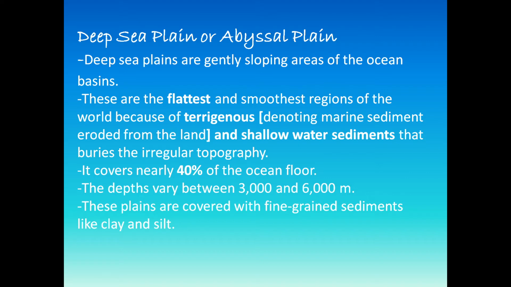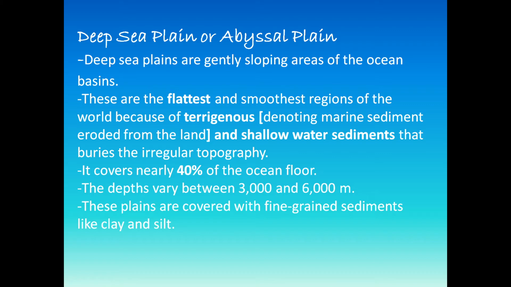Whatever material is brought from the land to the sea gets slowly deposited in the plain areas and makes the water plain in this area. It covers nearly 40% of the ocean floor. So a very large part of the ocean floor is made by the abyssal plain.